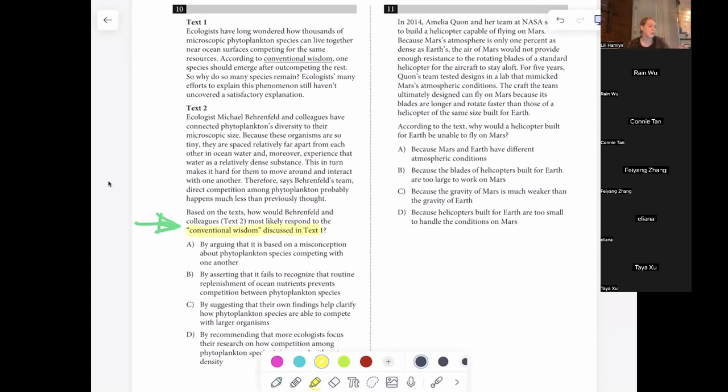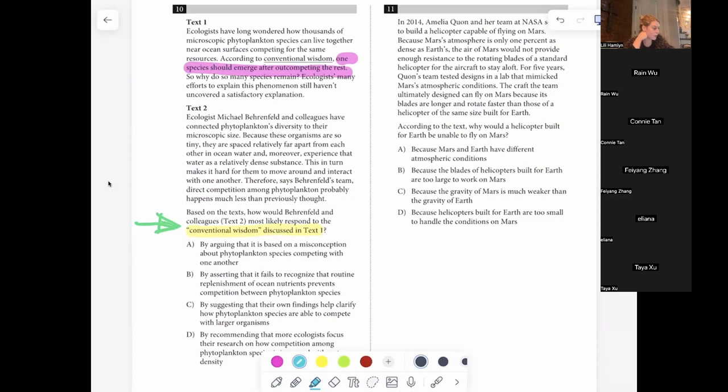So when we read text one, we need to find the conventional wisdom, right? Ecologists have long wondered how thousands of microscopic plankton species can live together near ocean surfaces competing for the same resources. According to the conventional wisdom, and here it's conveniently underlined, one species should emerge after outcompeting the rest. So why do so many species remain? Ecologists' many efforts to explain the phenomenon still haven't uncovered a satisfactory explanation. Now we're going to see how the authors of text two would respond to this conventional wisdom that one species should emerge after outcompeting the rest.